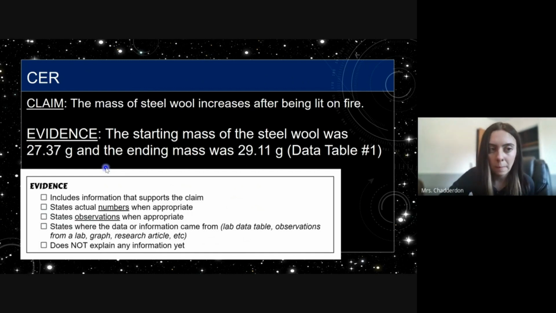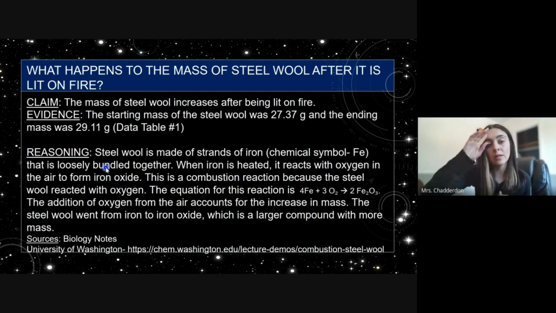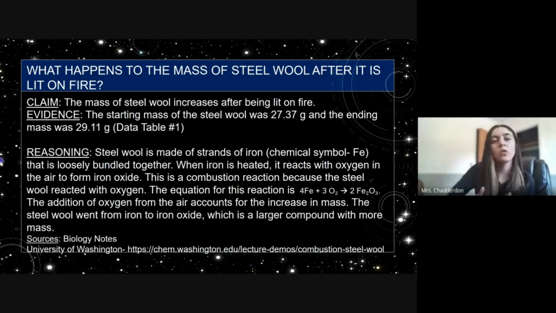Let's move on. Okay, let's look at some reasoning. So what happens to the mass of steel wool after it is lit on fire? Now, I would probably have to do some research to figure out what actually went on there. So let's say I did that and I come up with my own reasoning in my own words. Steel wool is made of strands of iron. The chemical symbol is Fe. Okay, and it's loosely bundled together.